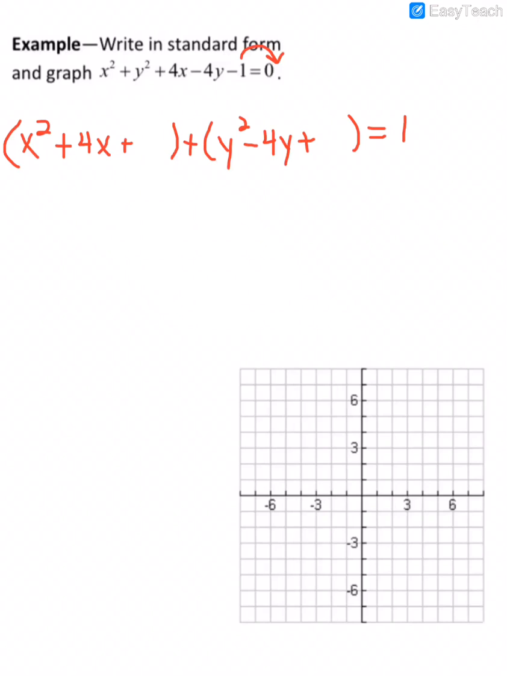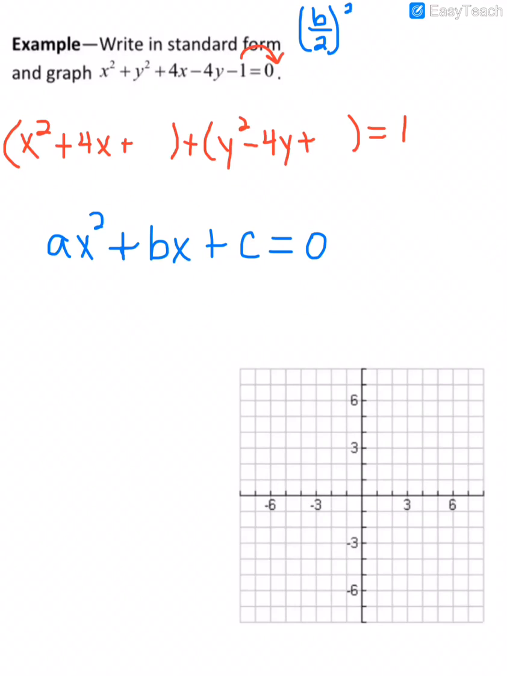Okay, so now we need to fill in those blanks. And the way that we figure out what we need to put in those spots is we use this little formula, this little equation, b divided by 2 squared. So if you'll remember, a quadratic equation in standard form is ax squared plus bx plus c equals 0. Well, this is a quadratic equation and this is a quadratic equation.